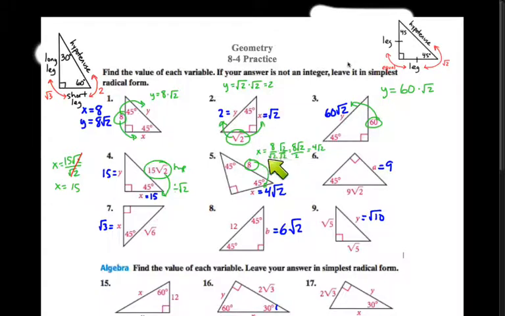So this one took more work in the simplification, but the process was the same. 8 divided by square root 2. I just had to do some things to simplify to get that x was 4 square root 2.